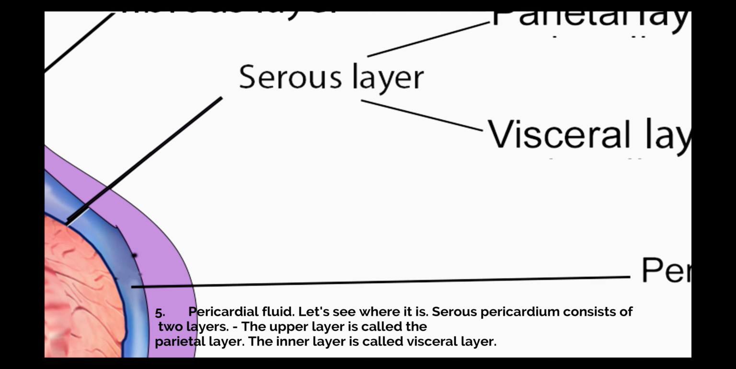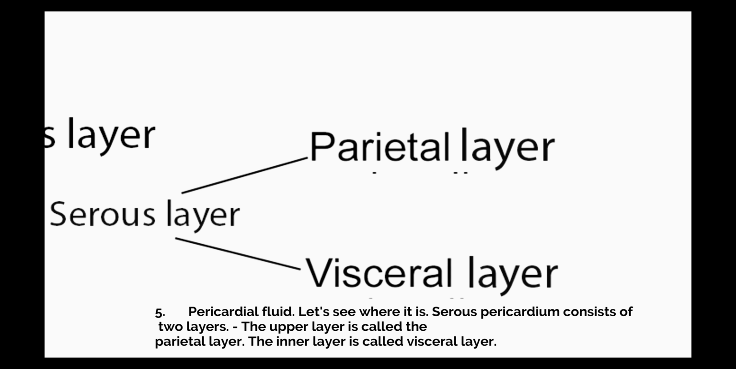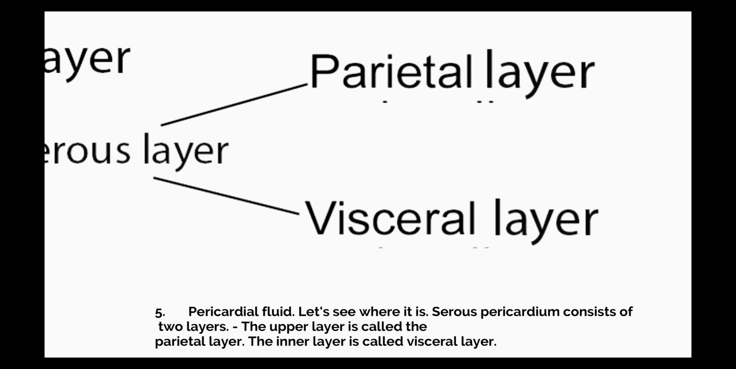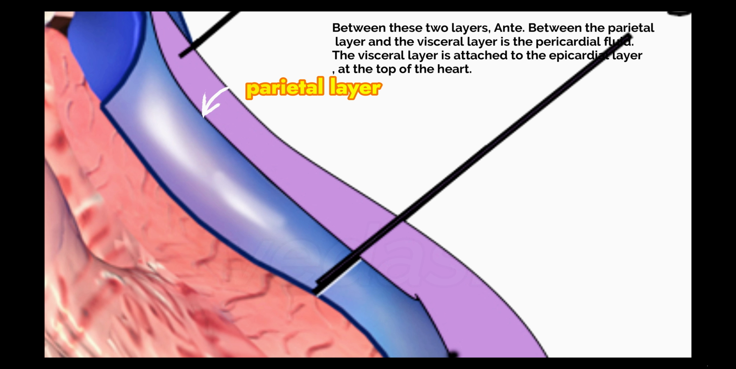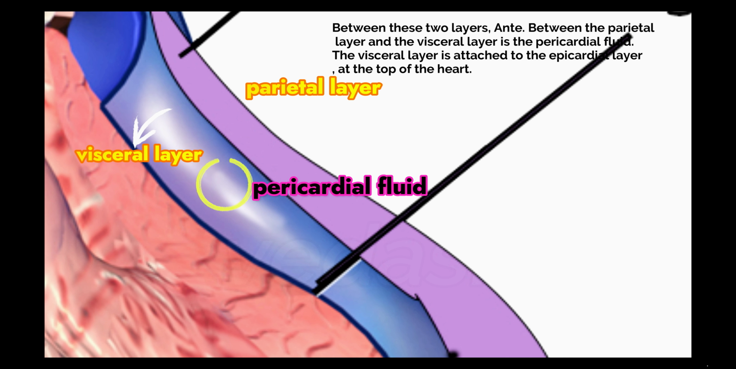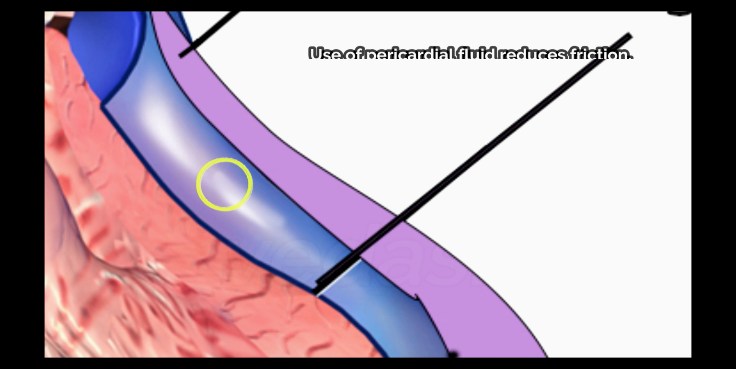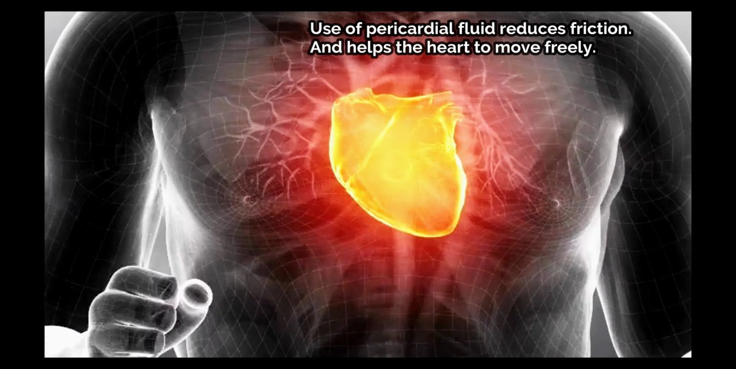The serous pericardium consists of 2 layers. The outer layer is called the parietal layer. The inner layer is called the visceral layer. Between these 2 layers, between the parietal layer and the visceral layer, is the pericardial fluid. The visceral layer is attached to the epicardial layer at the top of the heart. The use of pericardial fluid is that it reduces friction and helps the heart to move freely.